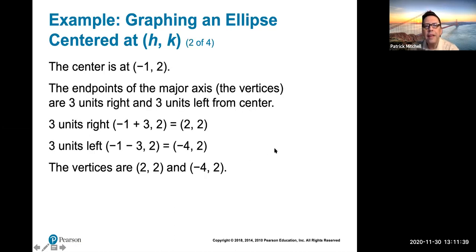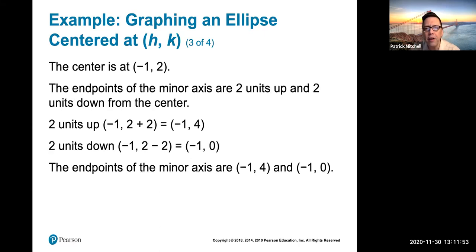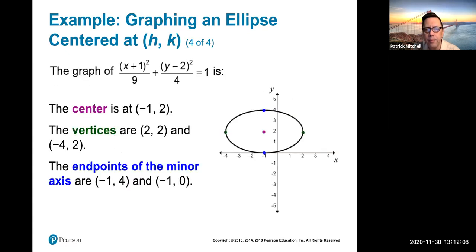All right. The endpoints of the major axis, which are the vertices, are 3 units to the right and to the left of the center. So that would mean at the points (2, 2) and (-4, 2). The endpoints of the minor axis are 2 units up and down from the center. So that would be at the points (-1, 4) and (-1, 0). Which means that your ellipse looks like this.